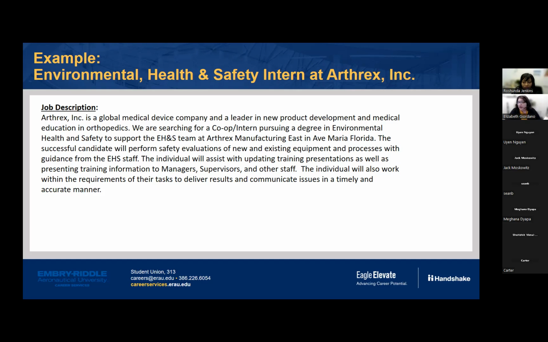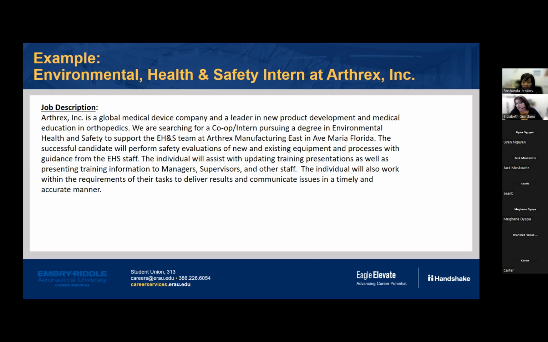So maybe you've done that in class, right? Maybe you've developed a safety evaluation. So you'd put that on there. Update training presentations, as well as presenting training information to other staff, right? So maybe you've never done a training presentation, but you've done presentations in class before. So again, you can show that skill, work within the requirements of their tasks, deliver results, and communicate issues in a timely and accurate manner.